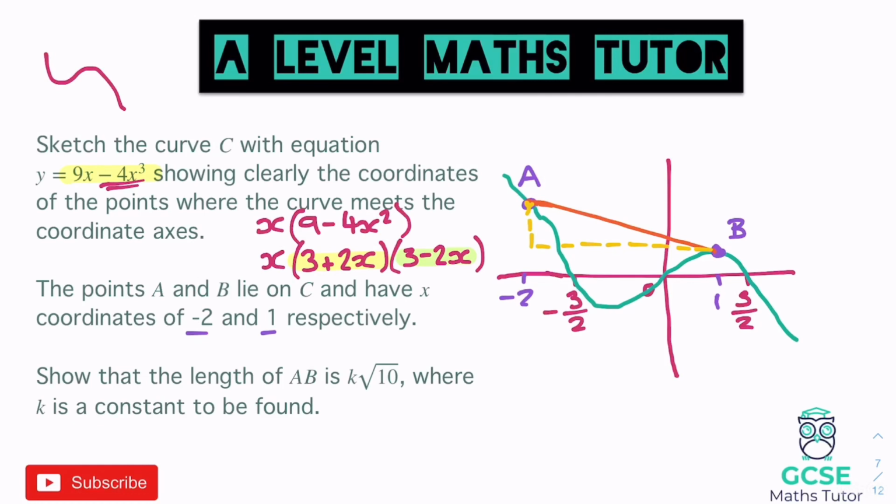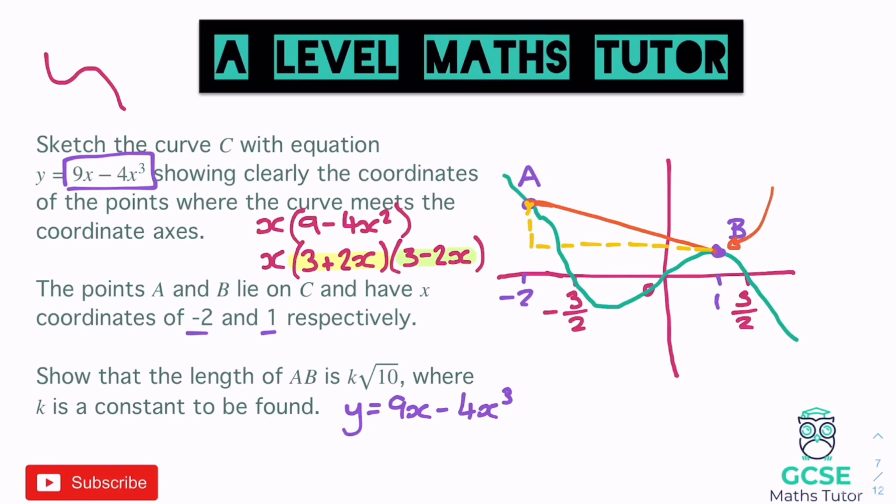Now in terms of actually finding those, we need to just find out what these coordinates are. And we know what the x coordinates are. We've got negative 2 and we've got 1. So to find the corresponding y coordinate for them, I just need to sub them into my equation. Our equation right at the start, we've got it up here: y equals 9x minus 4x cubed. So if I write that down here, I want to find out what the y coordinates are at these 2 points.